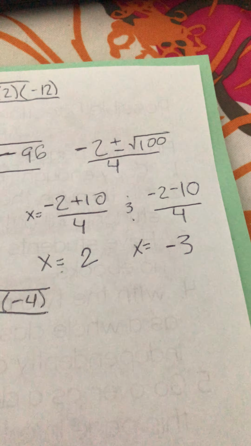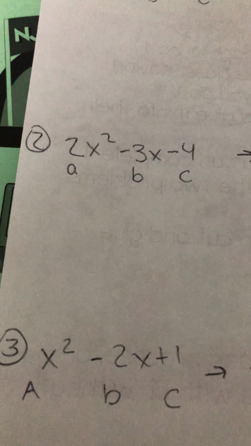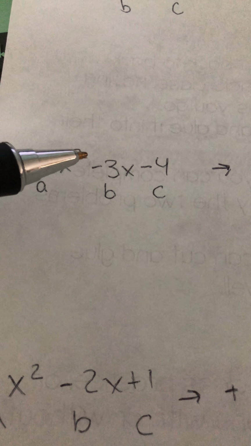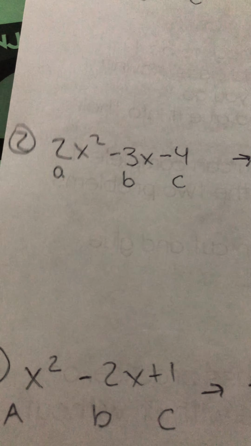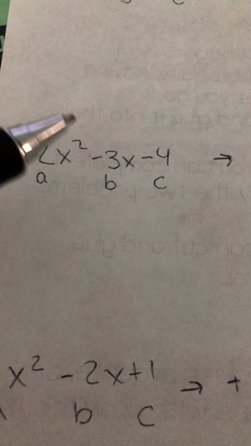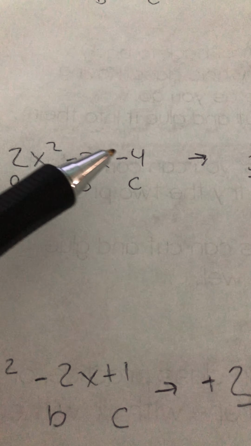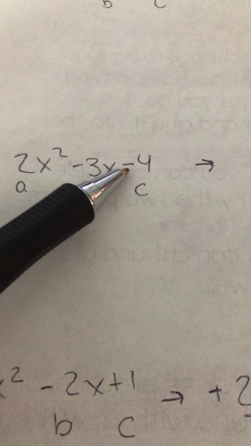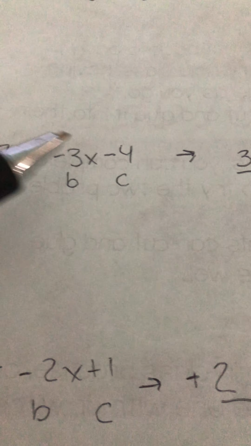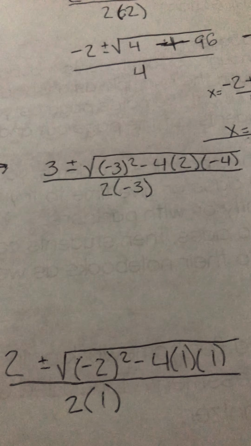That's it. Let's move on to the next. 2x squared minus 3x minus 4. A is the number in front of x squared, that's 2. B is the number in front of x, that's negative 3. Carry that negative with you. And c is the constant, which is negative 4. Carry that negative with you. Plug it into the quadratic formula. It should look like this.